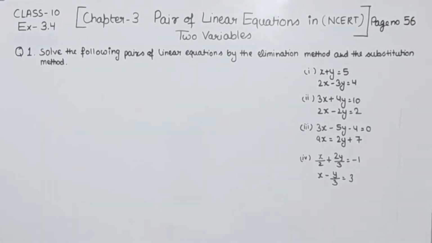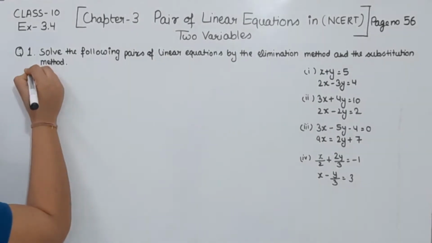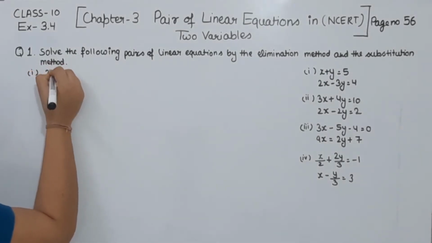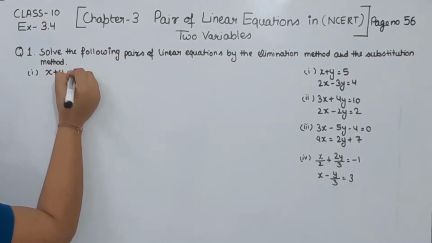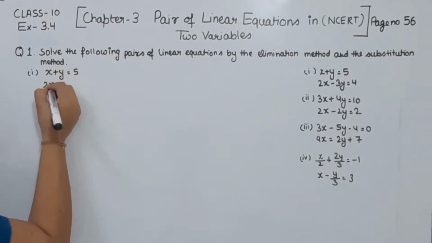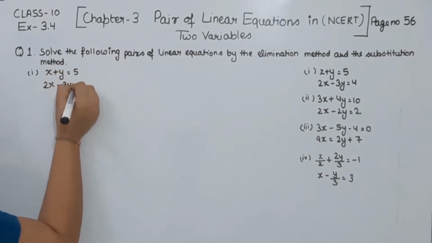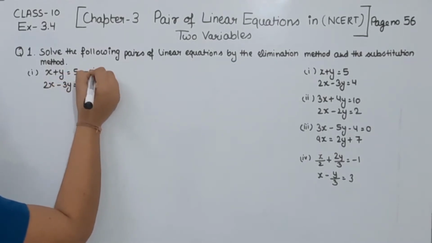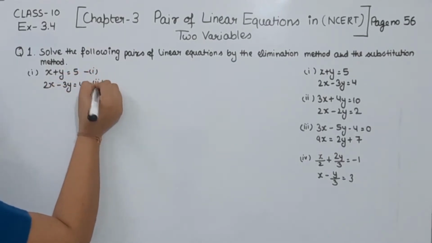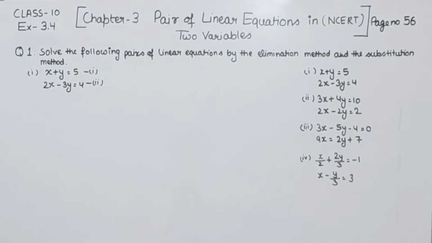So we have to solve each equation by the 2 methods. First of all, we are going to take the first equation. We have x plus y equal to 5, and the second one, 2x minus 3y equal to 4. This is equation number 1, and this is equation number 2. First of all, we are going to solve this by the elimination method.